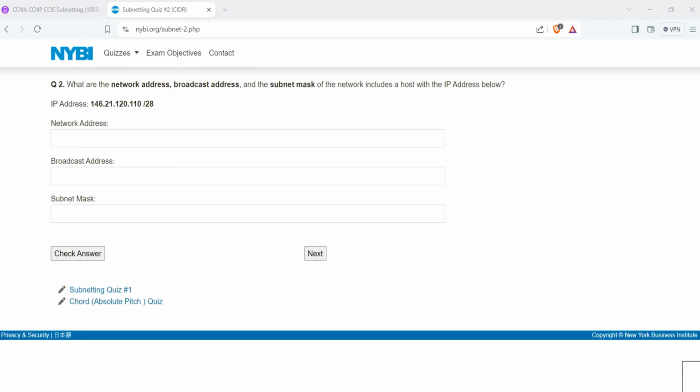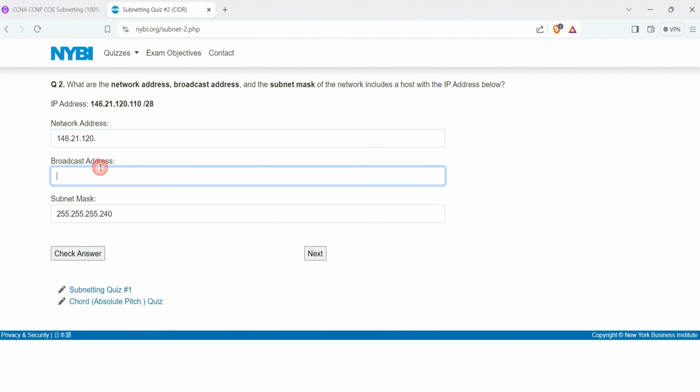Slash 28. No problem. You'll do it in your head. Slash 28. Okay, 255 is 8 bits. Then another 255 is 8 bits. Then another one is what? 8 bits. So 255 is 8 bits, 16 bits, 24 bits, 4 bits. Okay, I know. It's 240. Come on, we have to know this right now. All right?